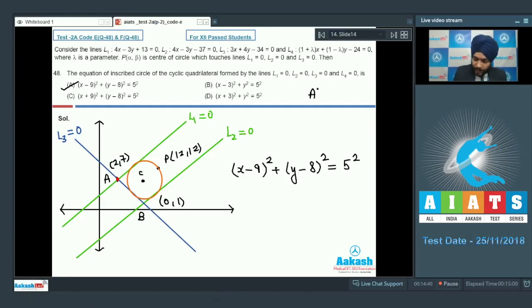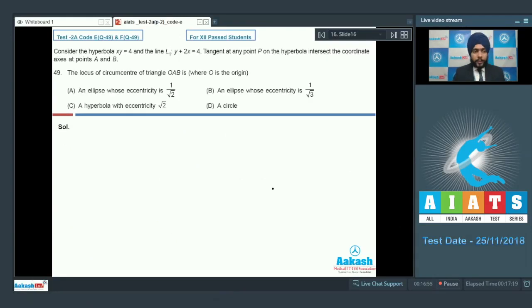Let us move on to next paragraph, that is based on 49, 50 and 51. Okay, so next paragraph is based on: consider the hyperbola xy equals 4 and the line y plus 2x equals 4. Tangent at any point P on the hyperbola intersects the coordinate axes at point A and point B. Then the locus of the circumcenter of OAB is equal to what?